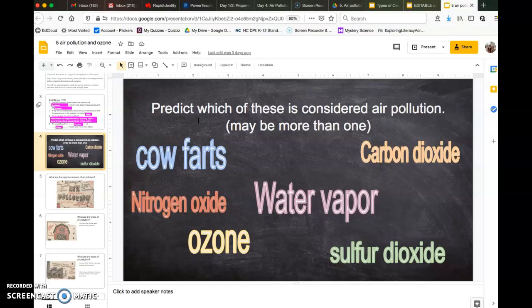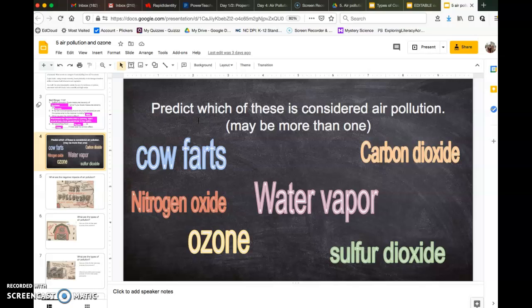Tomorrow we're going to discover that we have a good ozone, which protects us from UV rays, and a bad ozone, which is found in the troposphere, and we also call that smog. So the smog is what we consider an air pollutant. Cow farts, or methane, is also considered an air pollutant, and it is a greenhouse gas, meaning that it's causing the earth to warm up a little bit more now that we have more in the atmosphere. And surprisingly, water vapor is also an air pollutant. Too much water vapor, again, can lead to an increase in temperature on the earth.